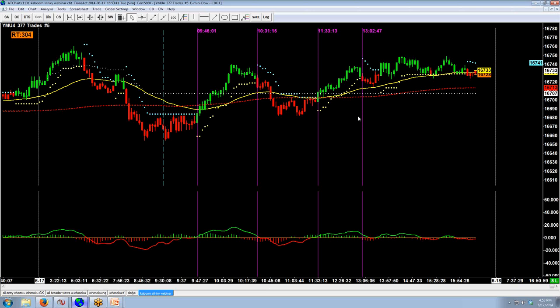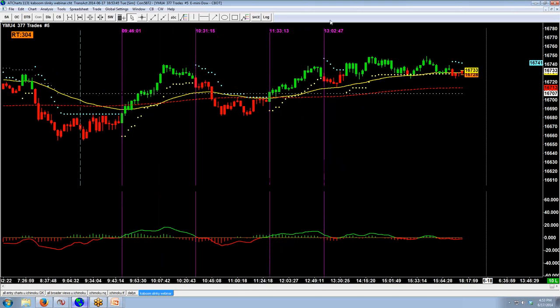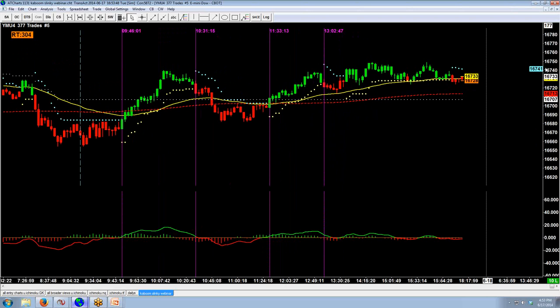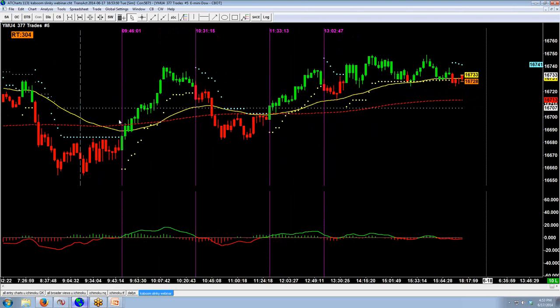Here, let's do the YM, and I don't trade the YM, so I'd urge you to test it on different tick frames. Here it sets up at 9:46. Away you go.